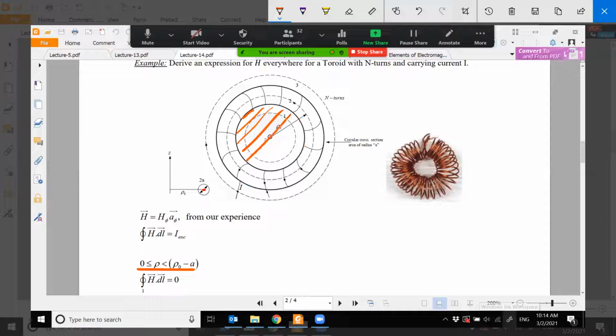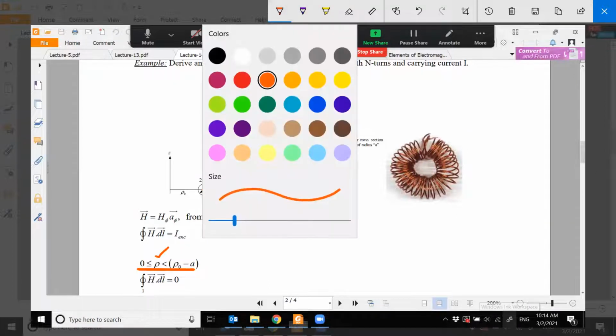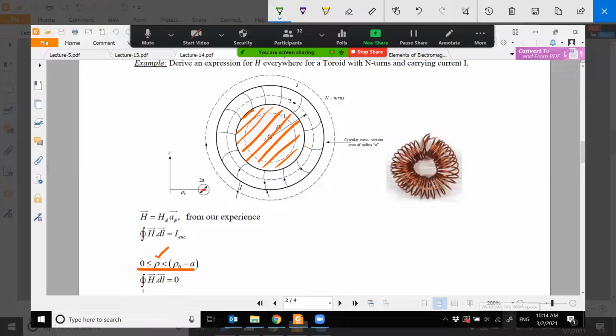See, this region where my rho is between 0 and rho 0 minus a. So rho 0, from here to here is rho 0. Minus a is this. So in this region, how do I apply Ampere's law? I first put an Amperian path. So this is the Amperian path.